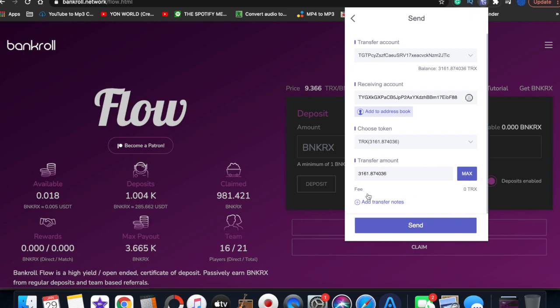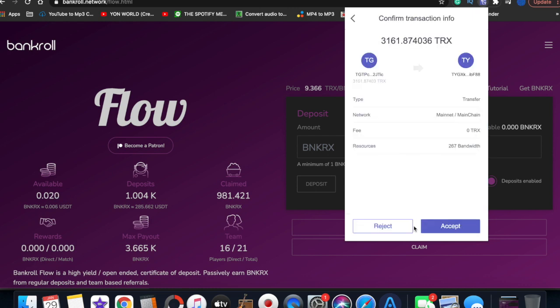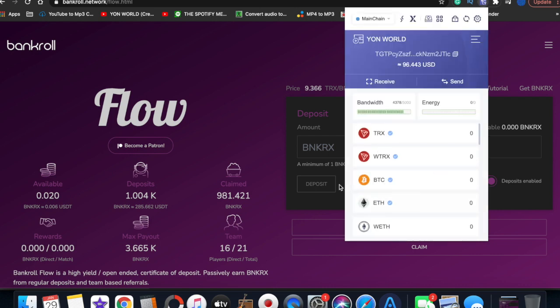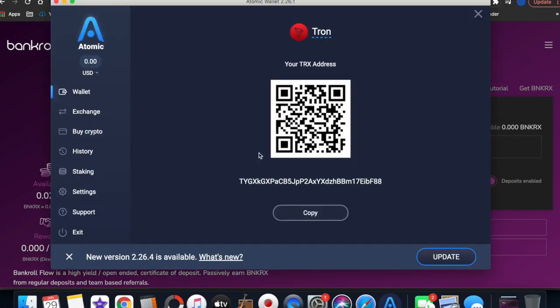Max transfer amount, and then we send. Now we about to send that TRX. Transaction submitted, right? We sent that TRX out. Now we go back to the Atomic Wallet.